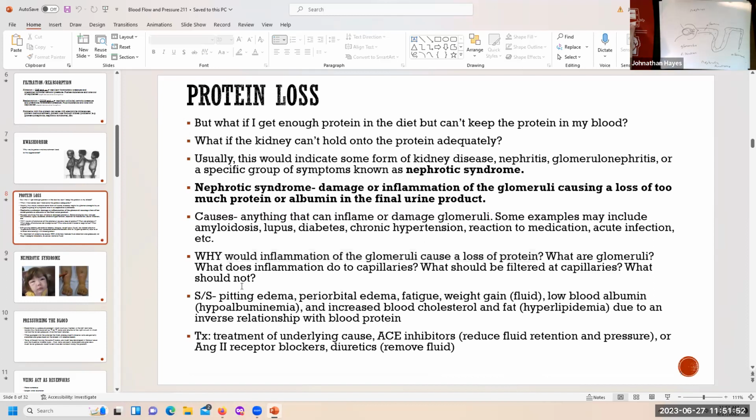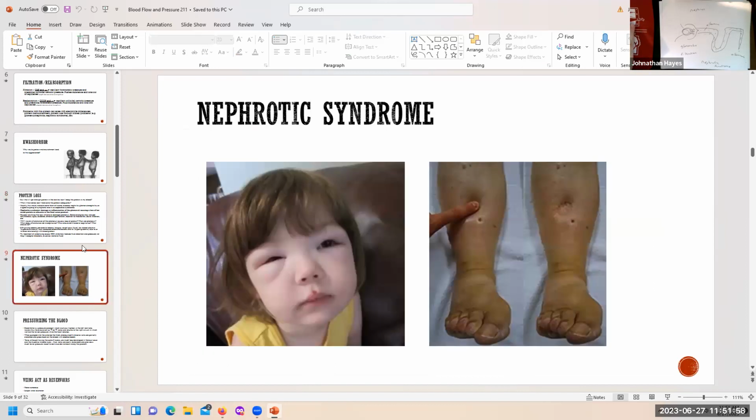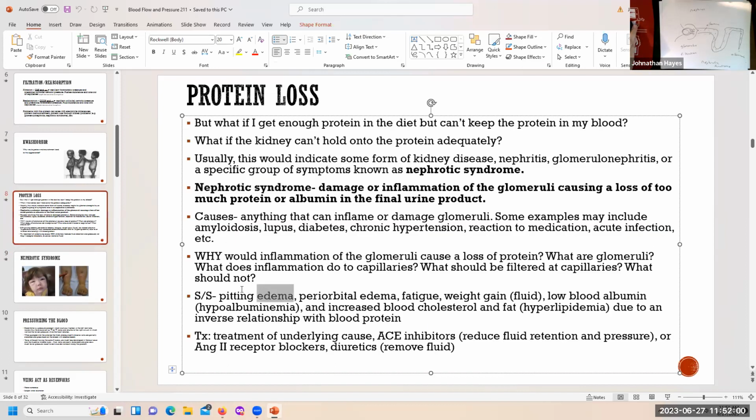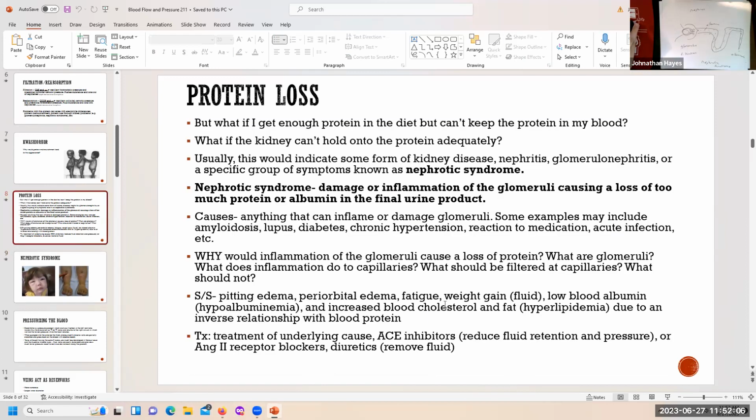So signs and symptoms of nephrotic syndrome: pitting edema, that's what you're seeing right here. Periorbital edema, so swelling around the eyes, that's what you're seeing right here. Fatigue, weight gain, it's mostly fluid, low blood albumin, right? So that's called hypoalbuminemia. And you're also going to see it higher in the urine product. That's what I was talking about earlier.